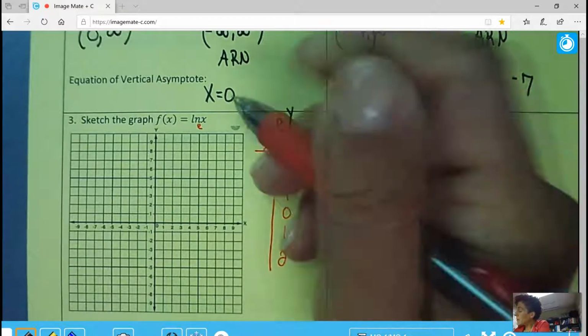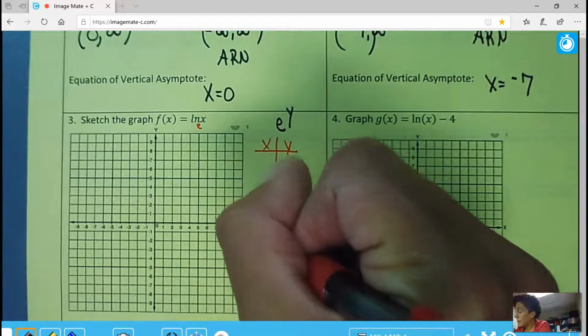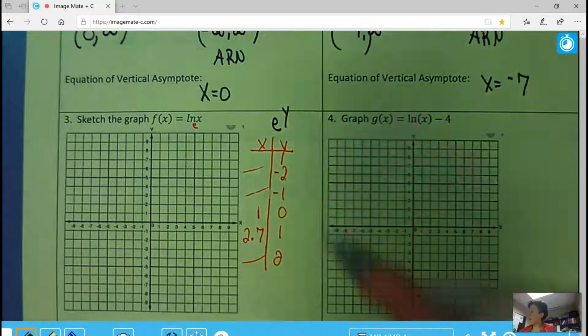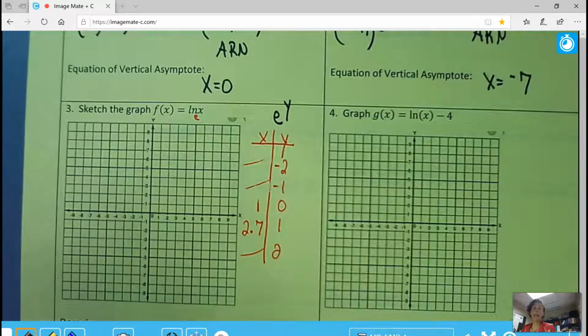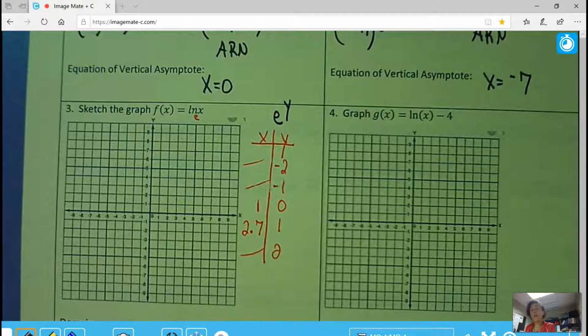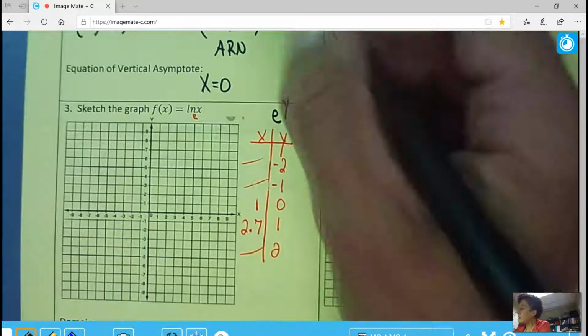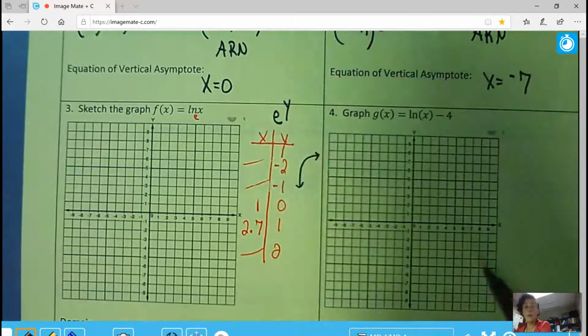And anything to a 0 power is 1, and e to the first power is about 2.7, so close to 3. And the rest I'm not even going to worry about, because I wouldn't graph the fractions anyway, and I don't know what 2.7 to the second power is. I could do 3 to the second power and go a little bit lower than that, but this is fine. So this base is bigger than 1, so we're going to have the same shape as above.